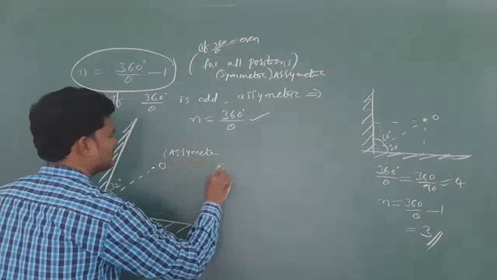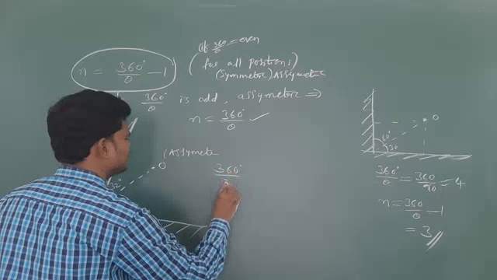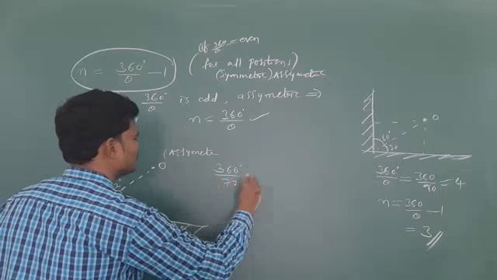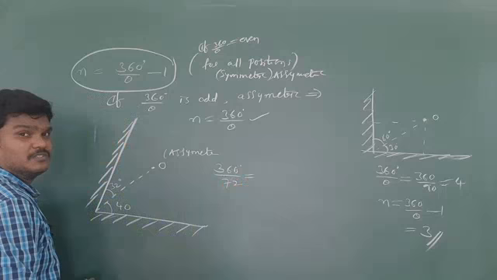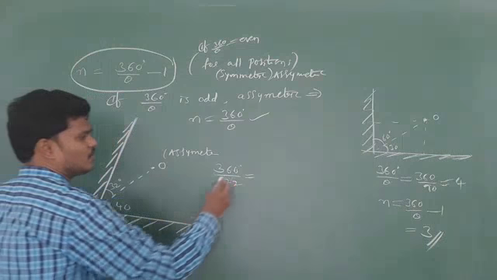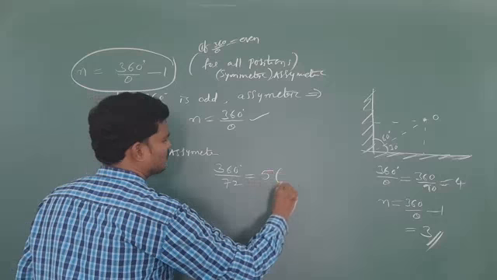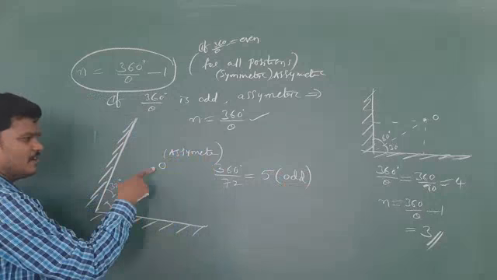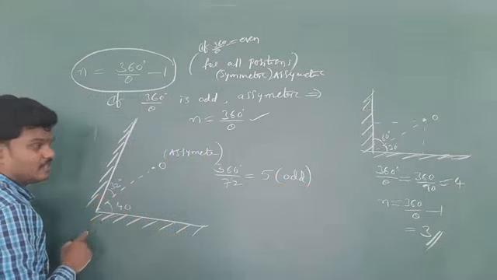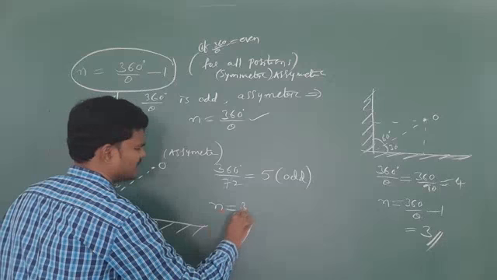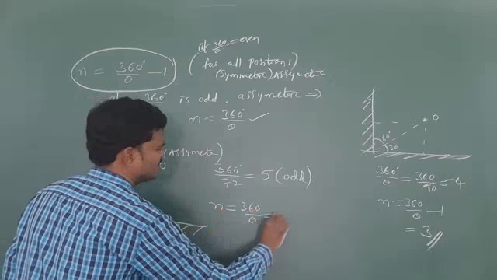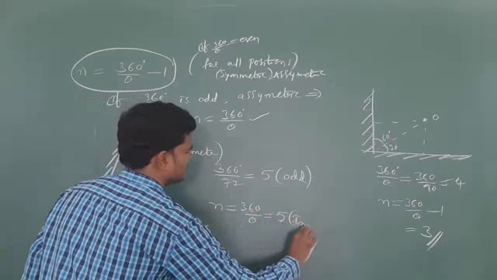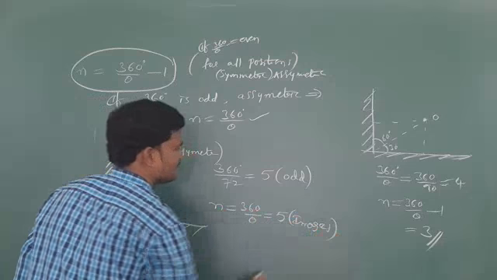Now tell me, what is 360 by theta? First you verify, theta is 72. 360 by 72, so how much is it? 5. Now what is this one? Odd. And what is the concept? Odd, and the object is asymmetric, not equal. What is the number of images? 360 by theta is the final answer. How many images? 5 images.